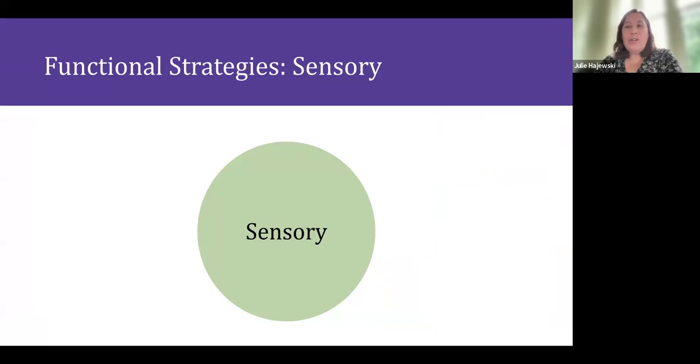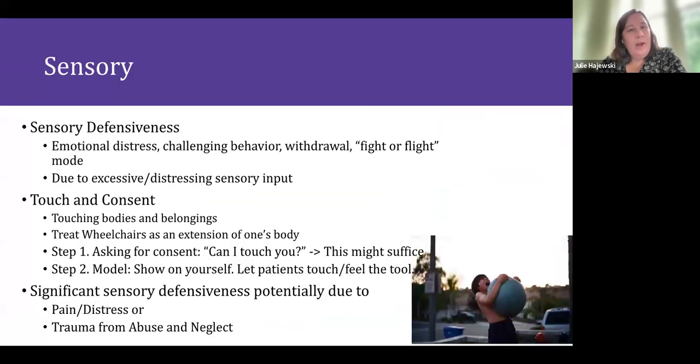Moving into some functional strategies related to sensory. There are a lot of different variabilities of sensory input and output differences in our individuals with disabilities, as well as neurotypical individuals. So we know there are differences in our nervous system throughout many people. There's a lot that you could cover here. There's a lot I'm not going to cover. These are just some really basic things for individuals who don't have a lot of familiarity with it.